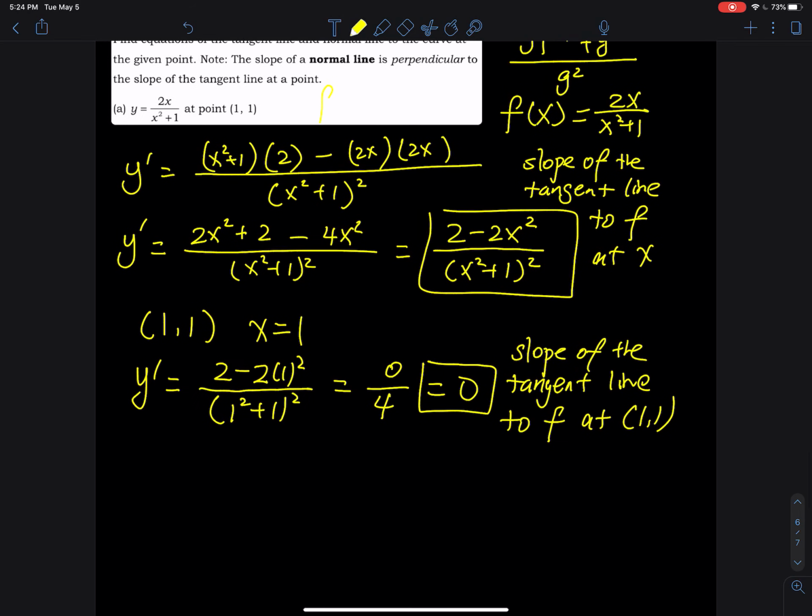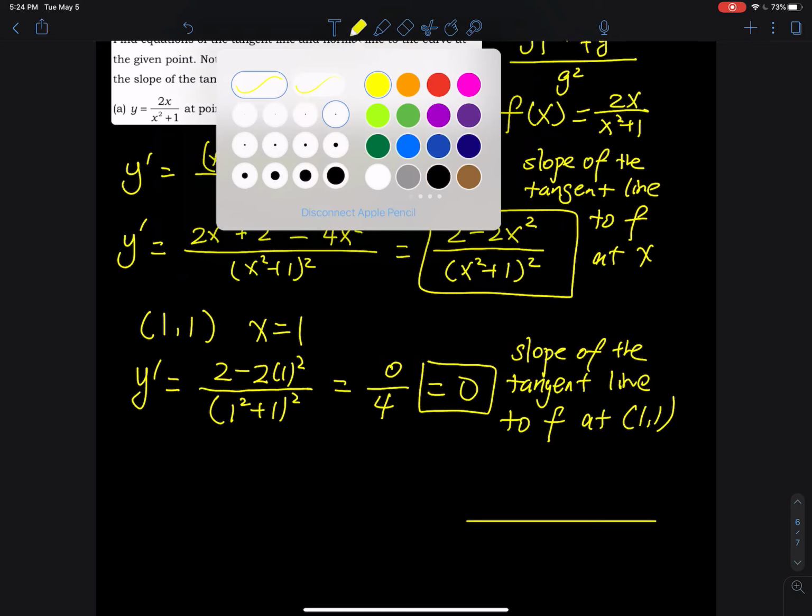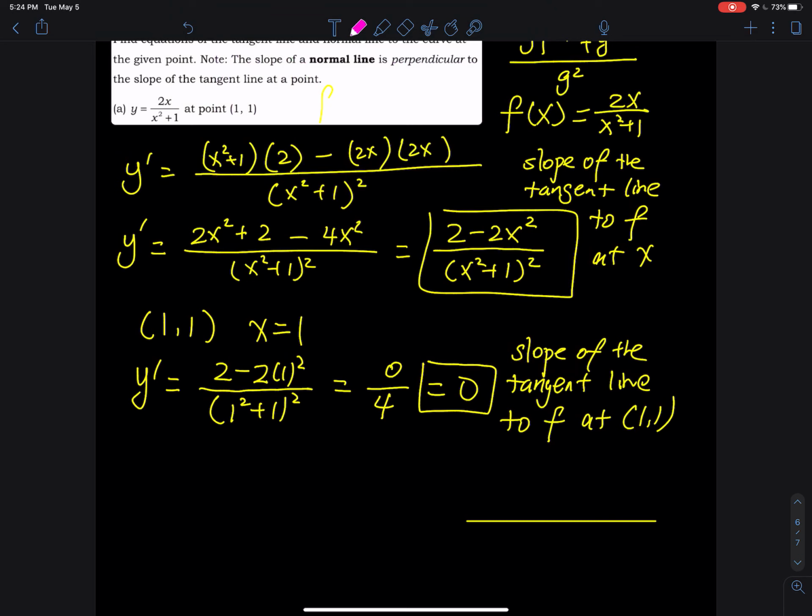So what does the tangent line look like? The tangent line is a horizontal line, right? So a horizontal line, this is my tangent line. And to draw a normal line, what does the normal line look like? Let's use pink for the normal line. The normal line will be perpendicular, so this will be 90 degrees. The slope of this line is equal to 0. What is the negative reciprocal of 0? That will be negative 1 divided by 0, which is undefined, right? So the slope of a vertical line is undefined.